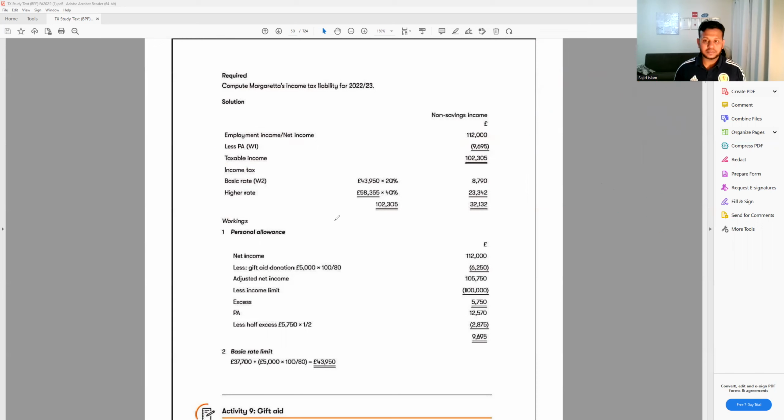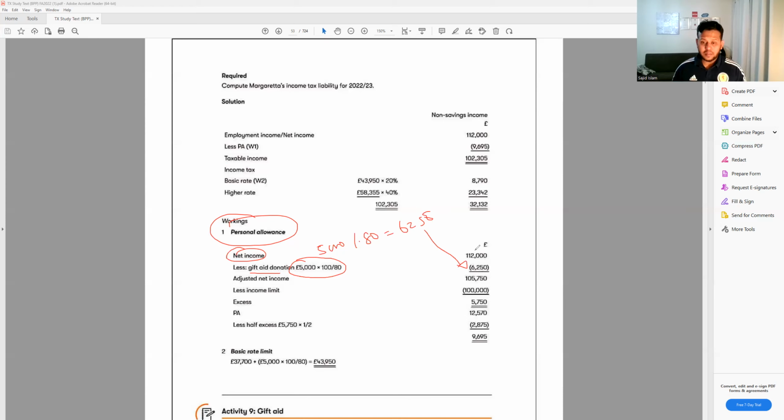So let's have a look at how it works. Personal allowance adjustment: net income is 112,000, but we are reducing the net income. Even though the net income is 112,000, because of the gift aid donation we reduce her net income. She made a gift aid donation of 5,000, and we gross it up. You can divide by 80 times by 100, but normally I just divide by 0.80, because 20% is the tax. That gives the same thing, 6,250. This 6,250 I'm going to minus from the net income, so my net income will be reduced.